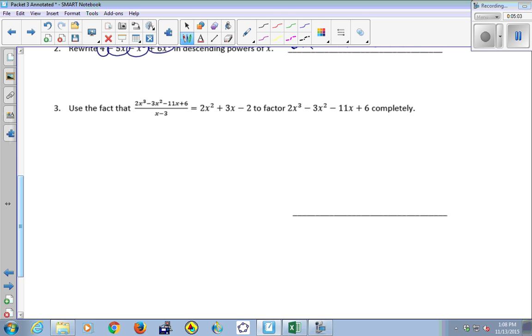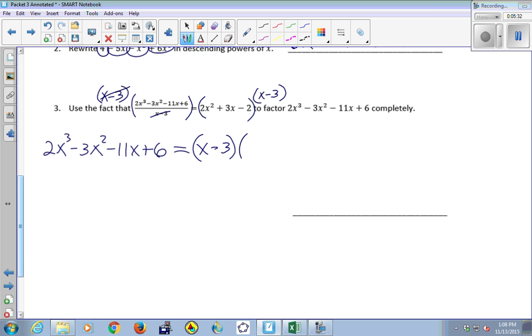Division and multiplication undo each other, right? So looking at this equation, I'm going to multiply both sides of that equation by x minus 3. On the left, the x minus 3's cancel, and I have 2x cubed minus 3x squared minus 11x plus 6. And on the right, I'm going to have x minus 3 times 2x squared plus 3x minus 2. So I factored it, right? Because by knowing that division problem, I was able to factor the cubic into 2 factors.